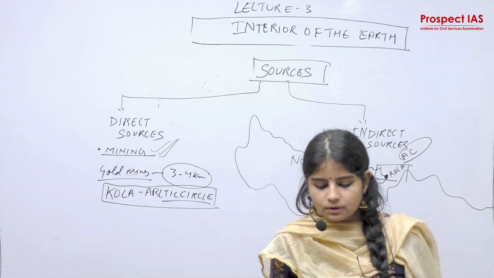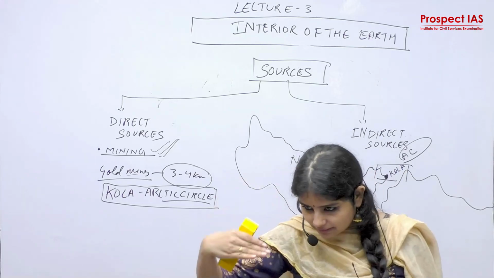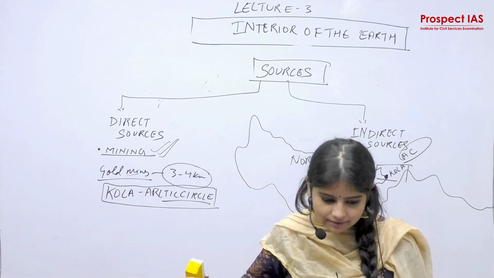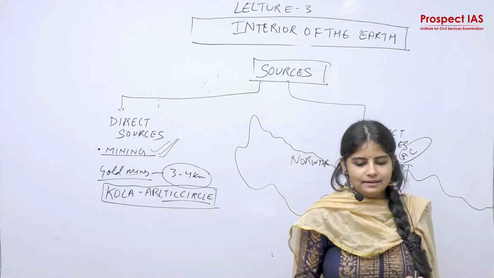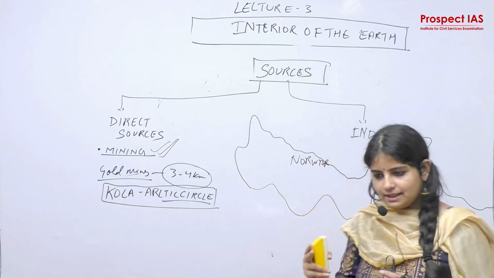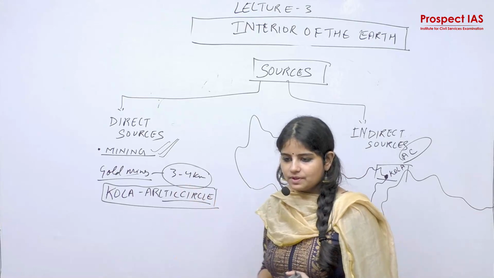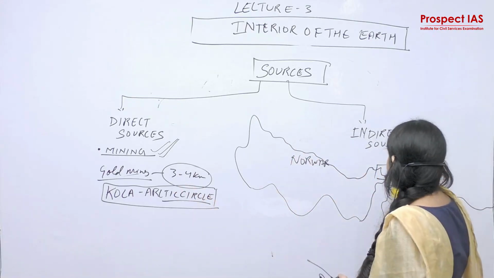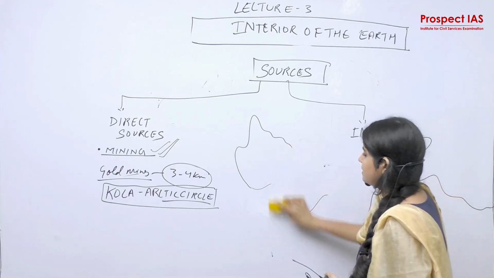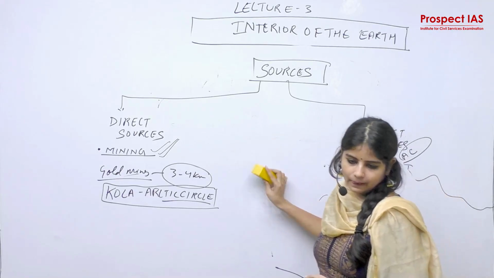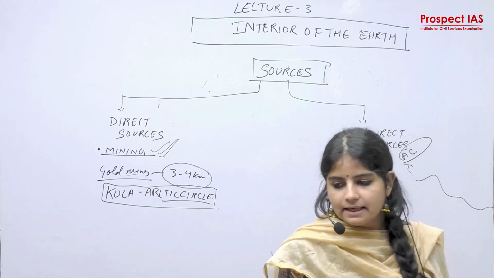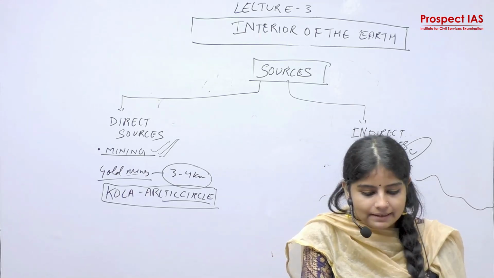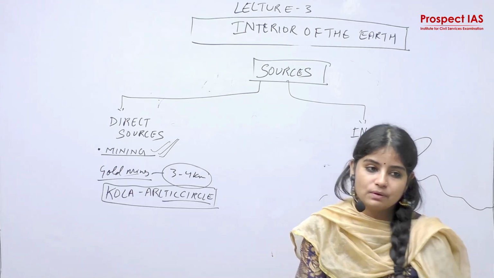The Super Deep Borehole project has the umbrella Integrated Deep Drilling Project and Deep Ocean Drilling Project. These are two umbrella projects going under the Super Deep Borehole Project, Kola. Okay. So first source is your mining. So you can write in the notes, indirect source. Mining is the basic and easy source.